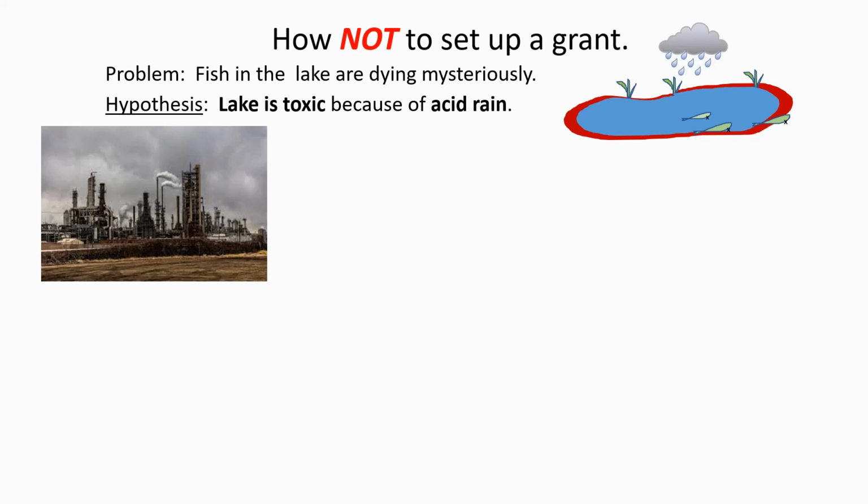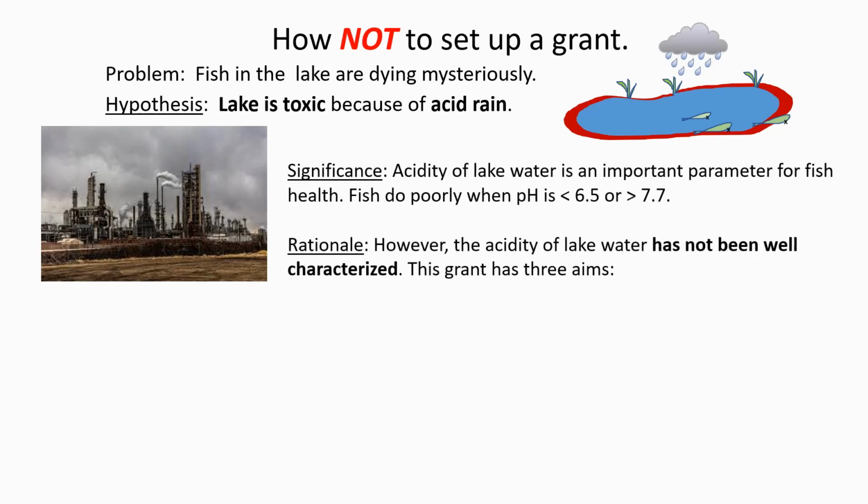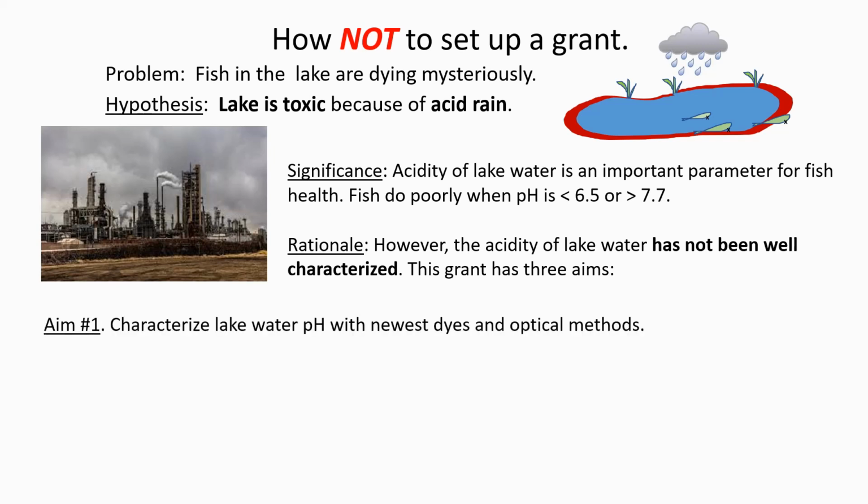The hypothesis is that the lake is toxic because of acid rain. The significance is very narrowly defined. It's the acidity of the lake water is an important parameter for fish health, and it states the range of pHs, which is okay for fish. The rationale is that the acidity of the lake water has not been well characterized, and therefore the grant has 3 aims. Aim 1 is to characterize lake water pH with the newest dyes and optical methods.